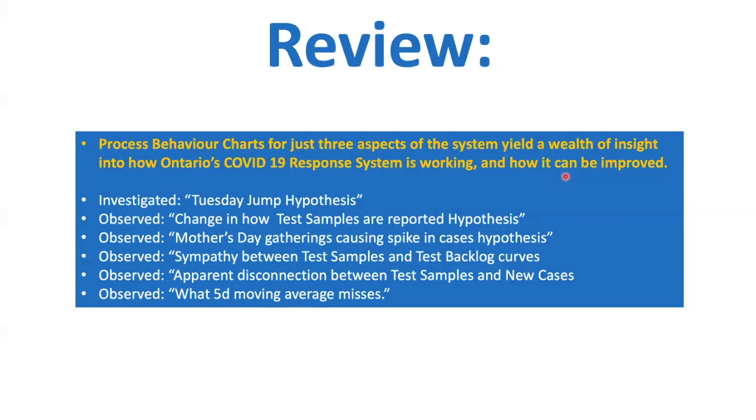We also noticed that there is sympathy when we overlay the curves between test samples taken and the backlog. We see that there's some sympathy between the curves. So we're getting some insight and understanding because that was provoked by the process behavior charts. Say, well, maybe we can understand how the test sample system and backlog system is working and why there are delays. And then we noticed that there is definitely a disconnect between the test samples and new cases. More test samples does not equal more new cases. In fact, it just seems to introduce statistical noise. And finally, I looked at what 5-day moving averages tend to leave out of the analysis and how they can introduce more variation if we're not careful. So that's pretty much a sum and total about how I do my analysis on COVID-19 each day.